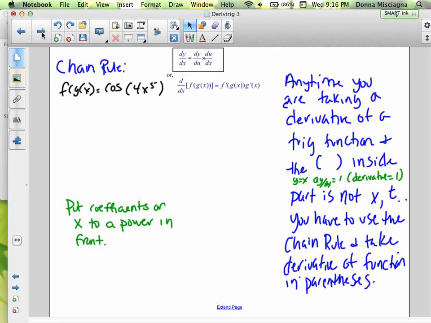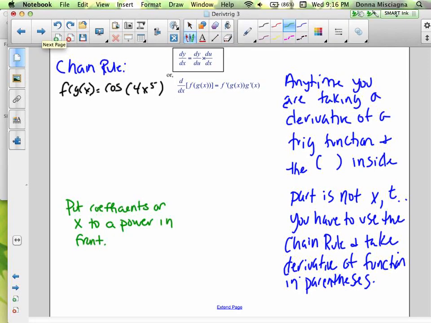All right, so let's take a look at some chain rules here. Anytime you are taking a derivative of a trig function and the inside part of the parentheses is not just one single variable, an x, a t, a theta, whatever, you're going to have to use the chain rule and take the derivative of the function in the parentheses. And a little helpful reminder: put your coefficients of x to a power in front, right? You don't want to make it look like you're taking the cosine, sine, or whatever of that.